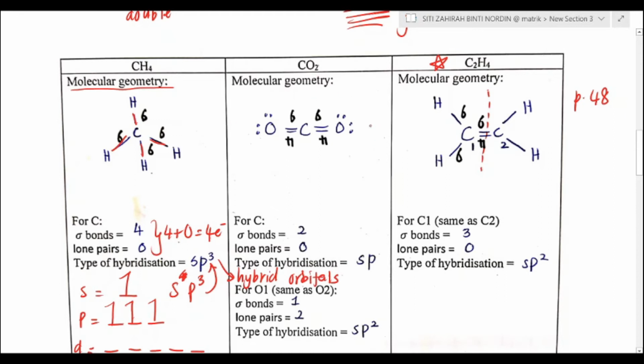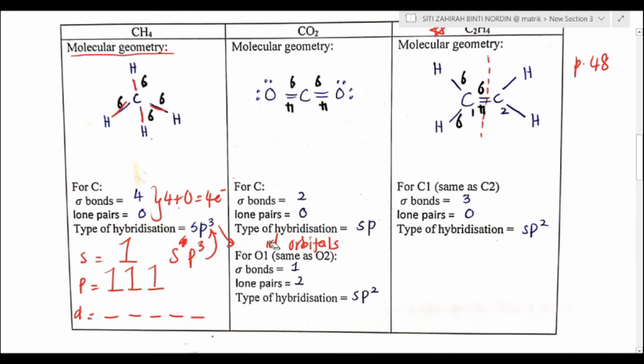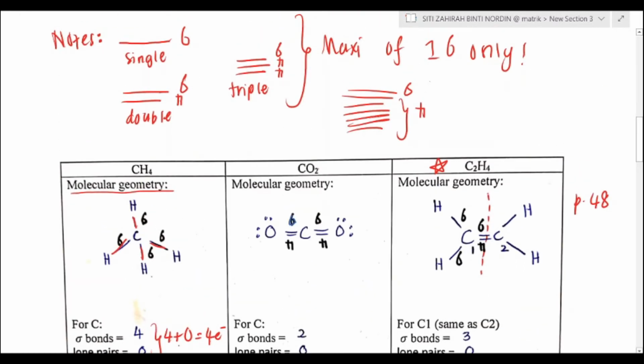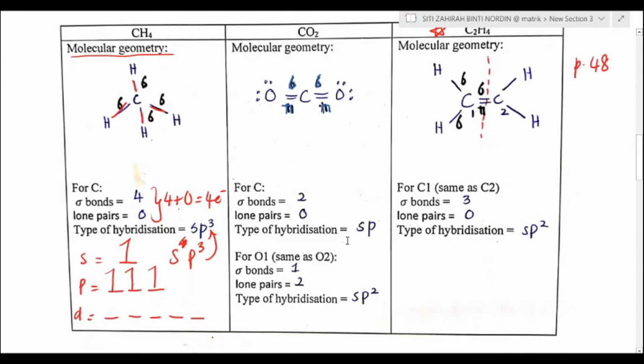This is the molecular geometry of CO2. Let me delete this off. For CO2, we've got 2 double bonds. For double bonds, we have 1 sigma and 1 pi. The central atom is carbon, so you have to determine how many sigma bonds and lone pairs are in this area. For carbon, we've got 2 sigma and 0 lone pairs, because there are no lone pairs on carbon.